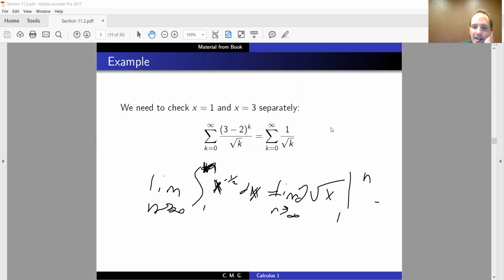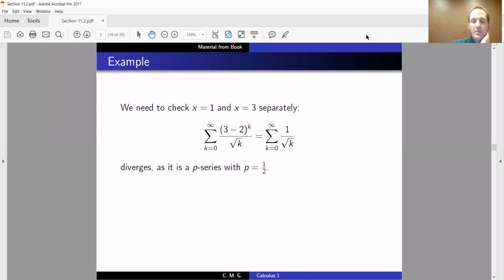And so this is actually infinity, so it's not convergent. So this sequence diverges by the integral test. And in particular, we can even say more. It's a p series with p equals 1/2. And if p is 1 or lower, this is a divergent series. And so this p series does not converge.